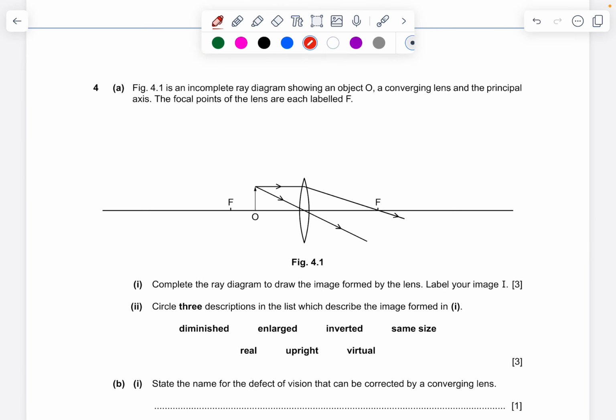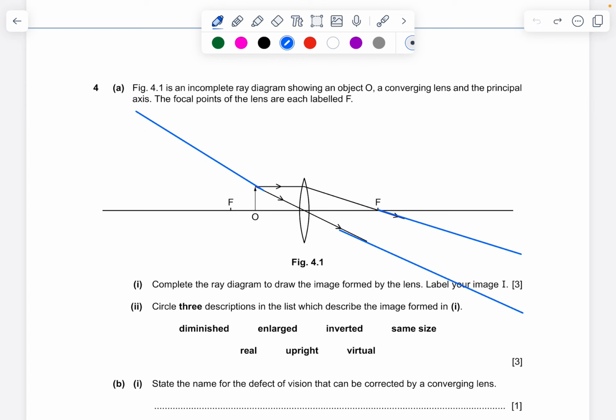Next is question number 4. Figure 4.1 is an incomplete ray diagram showing an object O, a converging lens and the principal axis. The focal points of the lens are each labeled at F. Complete the ray diagram. So when I try to draw the ray diagram and extend, we see that they are not intersecting. So we produce it backwards, and I can see that they are intersecting over here.